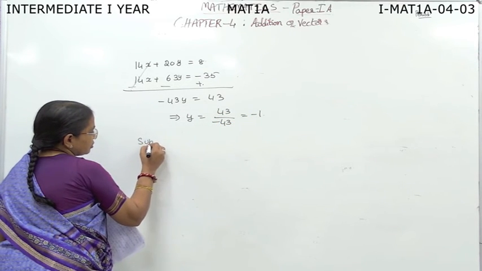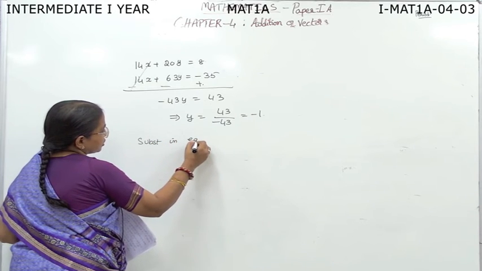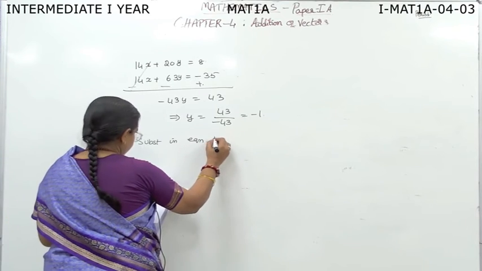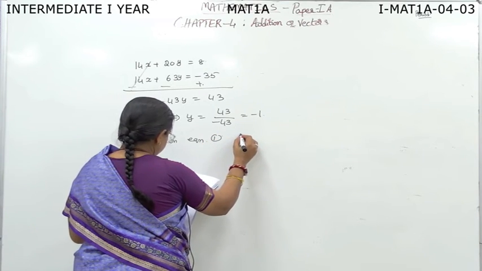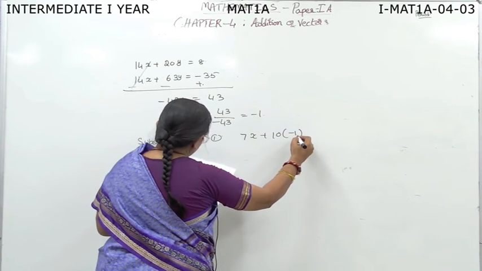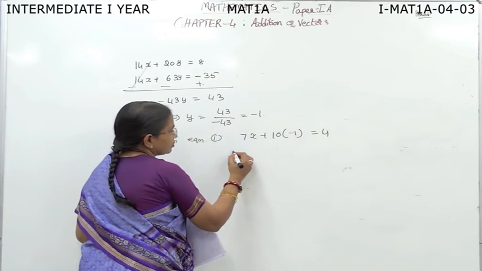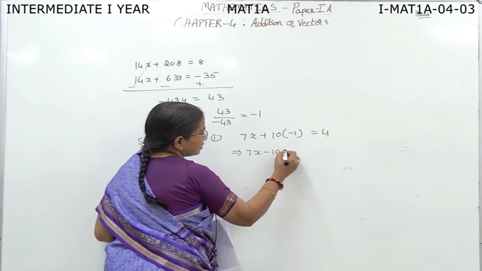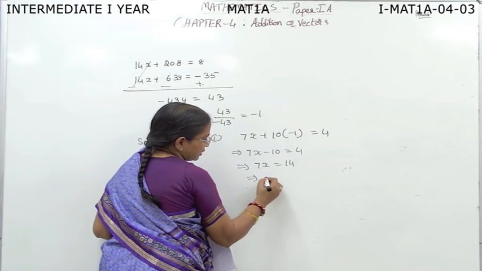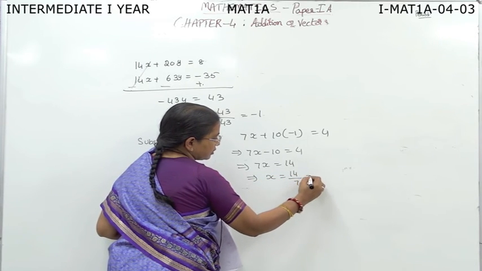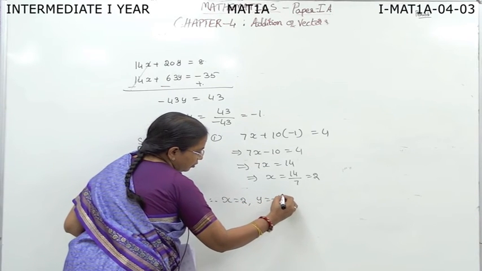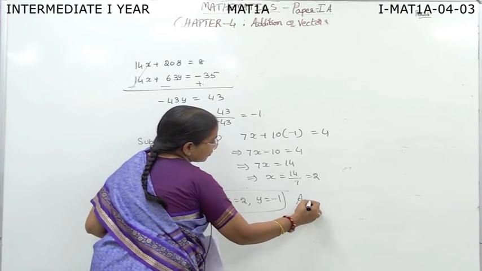Now we'll substitute, any equation we'll substitute. Substituting in equation 1. What is that equation 1? 7x plus 10 into y. Y is minus 1, is equal to 4. So 7x minus 10 is equal to 4. 7x is equal to 14. So x is equal to 14 by 7, that is 2. So therefore x is equal to 2 and y is equal to minus 1. So this is your answer.